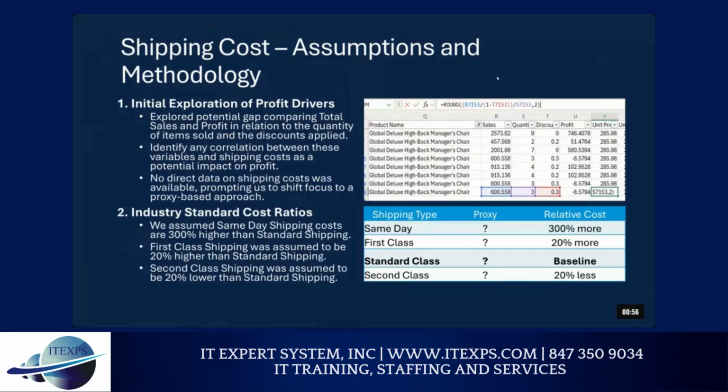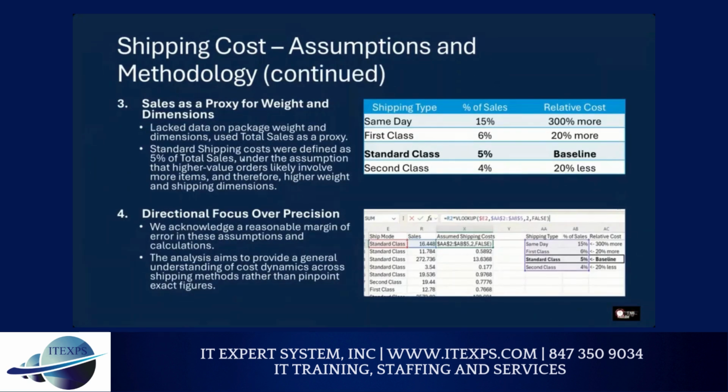So if we look further, sorry, I'm trying to advance. So now we're going to determine our baseline. We don't know the weight and dimensions of our orders. However, if we assume that higher value orders would likely contain more items, it would stand to reason that it would increase the weight and shipping dimensions. That might be a good indicator that it would cost more to ship it.